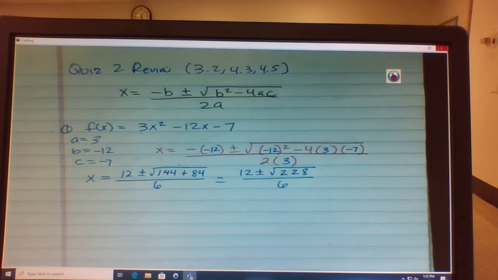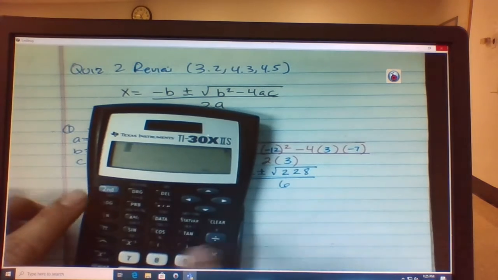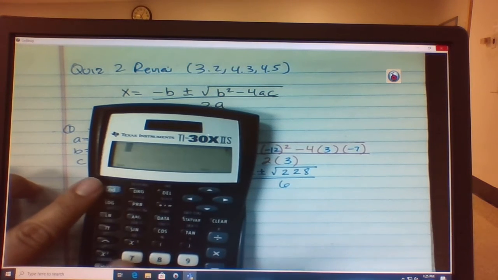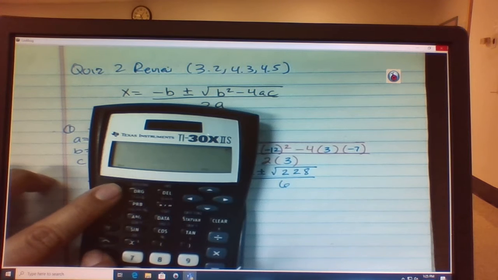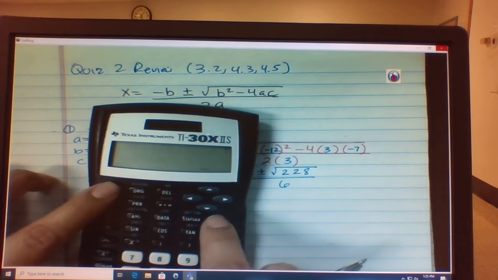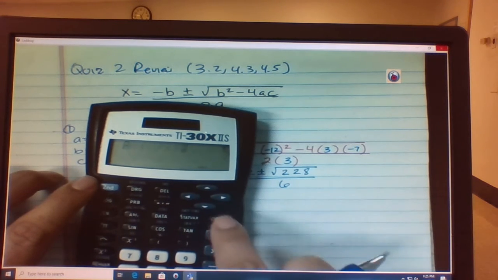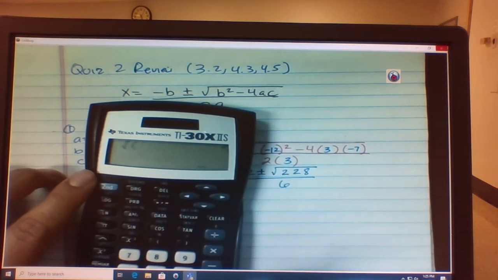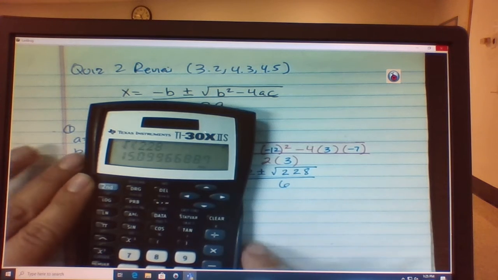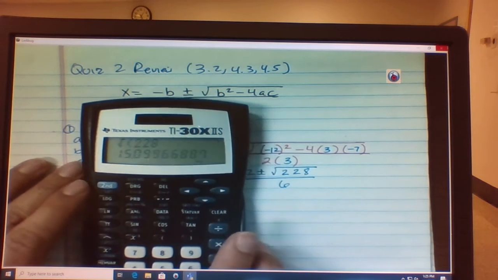Now, can you take the square root of 228? No, right? It's not a perfect square root. So if I come here, there, 228. It's not a perfect square, so I can't simplify it directly.